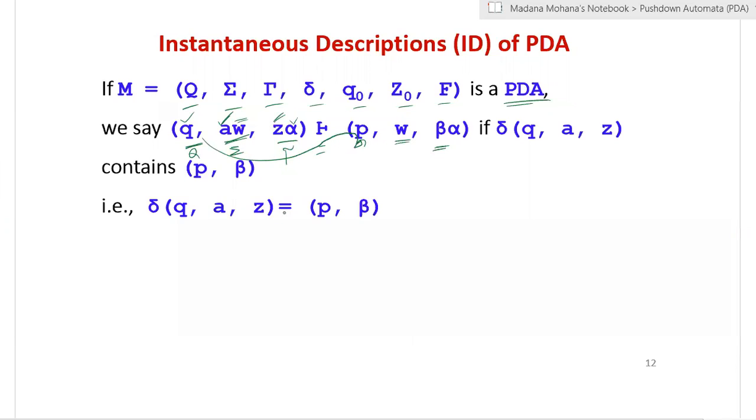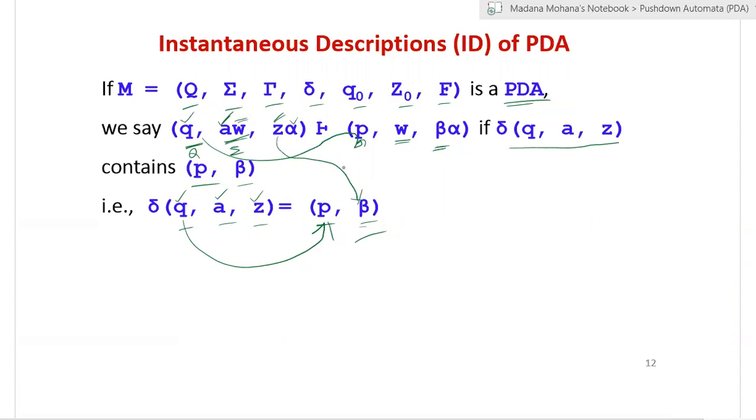So when there is a transition like this, δ(Q, A, Z) contains (P, β). This is nothing but the transition: δ(Q, A, Z) = (P, β). Now here you can observe that from the current state Q, current input symbol A, current top symbol Z, the next move is (P, β). That means Q is changing to P. Earlier here we have Z, and Z is replaced by beta.